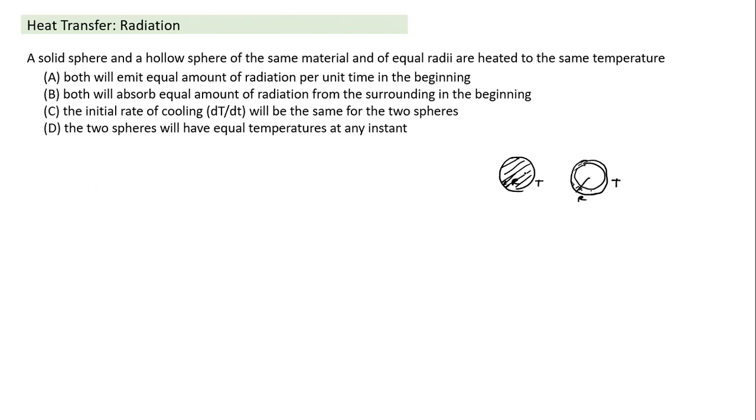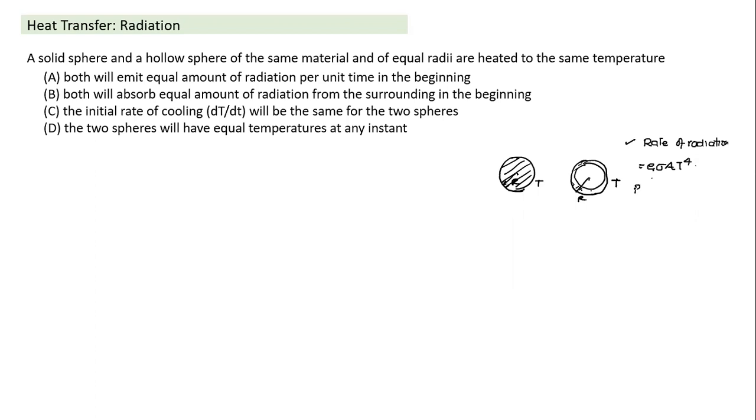So let's understand what would happen. If they are at the same temperature, what about the rate of radiation? Will the rate of radiation of heat be the same or different in these two cases? The rate of radiation of heat is equal to a property of the material, the nature of the surface, and area into T to the power 4. One sphere is solid and one is hollow, but the solid or hollow part doesn't affect it. The rate of radiation depends on the outer surface area. The outer surface area is the same, so both will have the same rate of radiation.